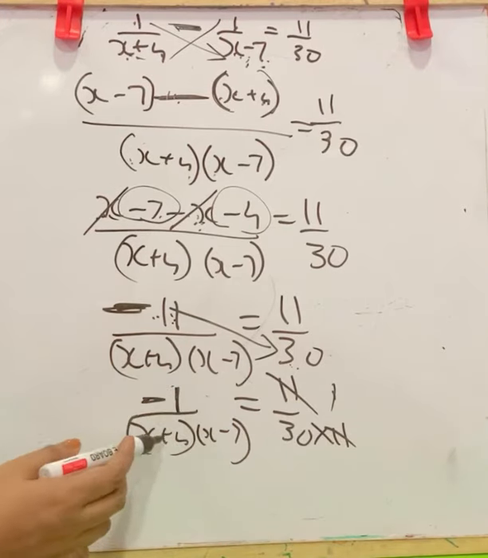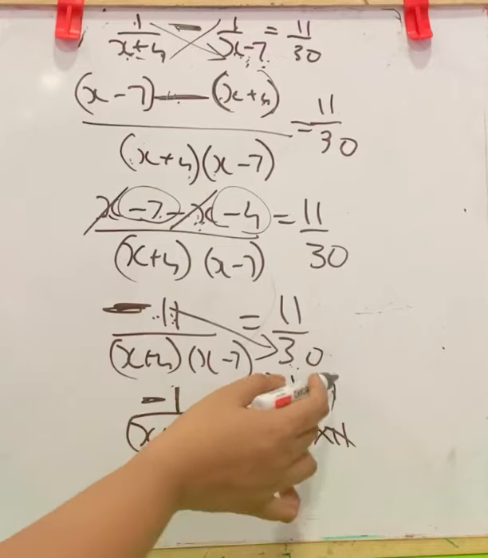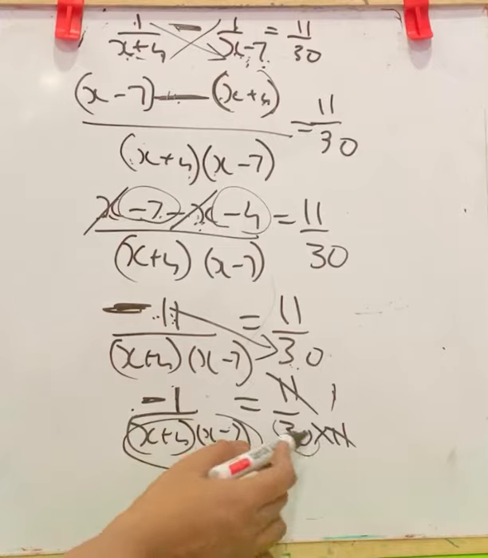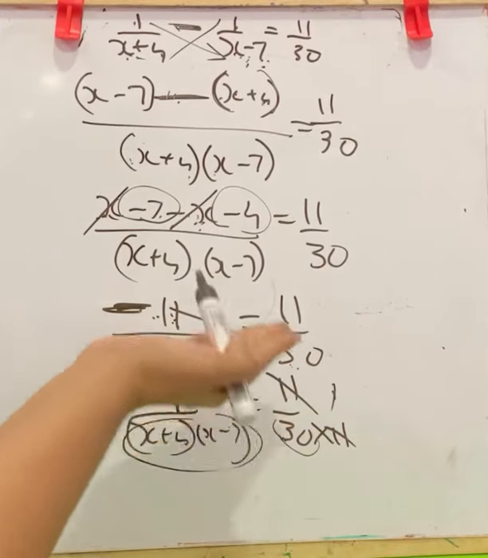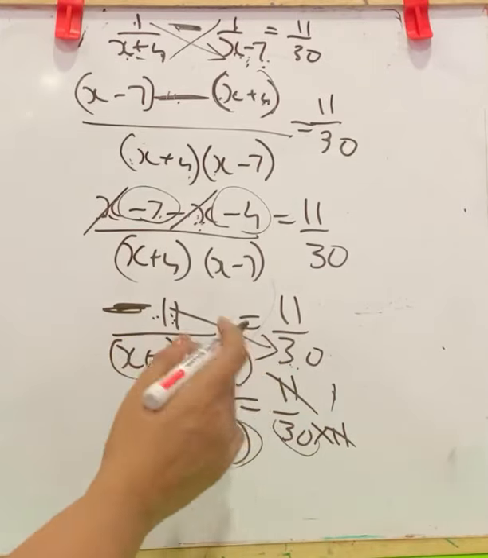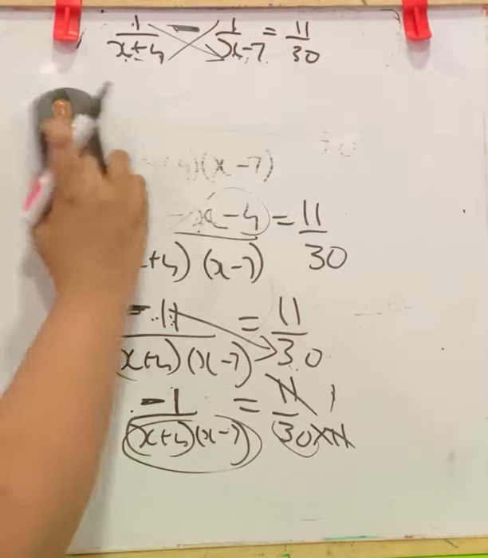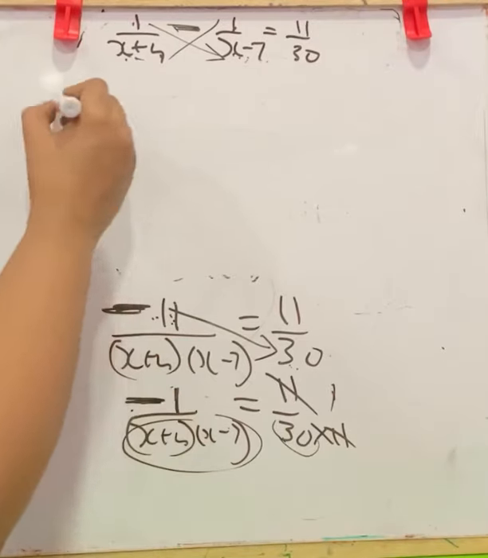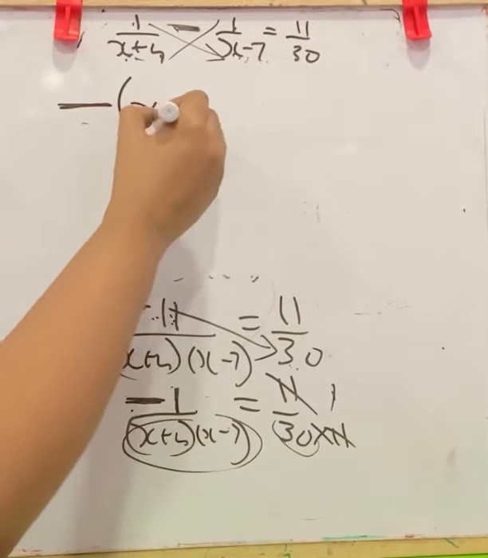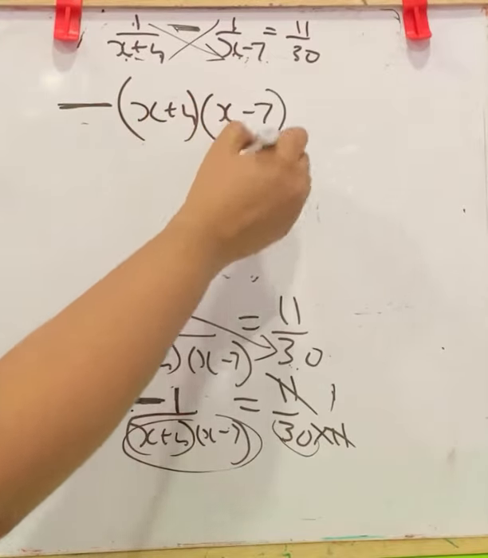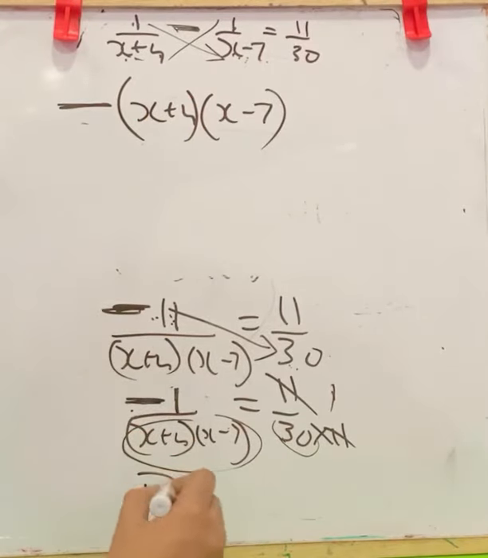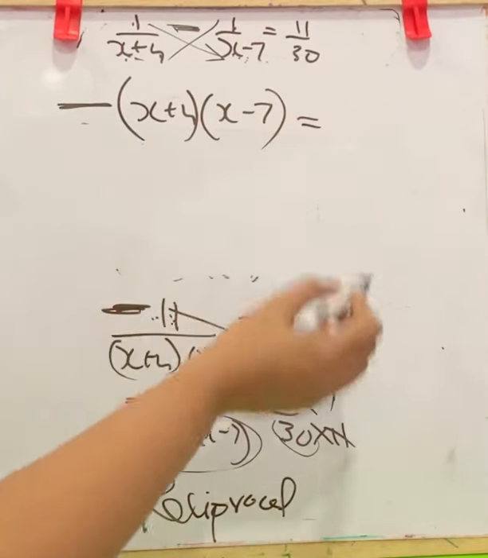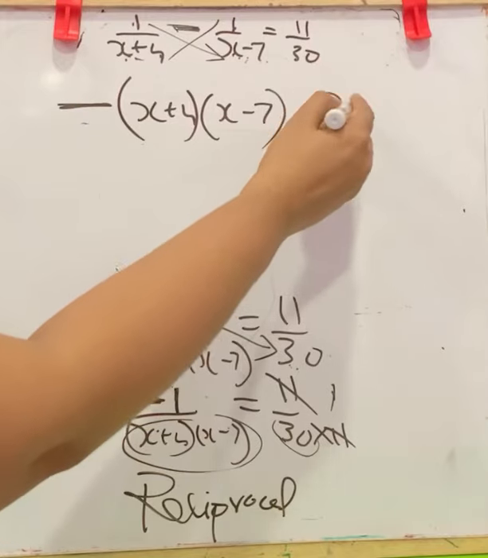Now here 1 by x plus 4 into x minus 7, here 1 by 30. Taking the reciprocal, this becomes numerator, this becomes numerator, because we have taken the reciprocal of LHS and RHS. So taking the reciprocal on LHS and RHS, we get one negative is there, so keep that negative outside. Here we have x plus 4 into x minus 7. We took the reciprocal, so this goes to numerator equal to this 1 by 30's reciprocal, 30 by 1, that is 30.